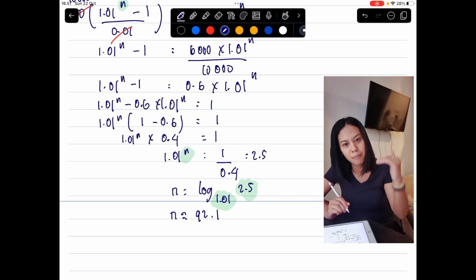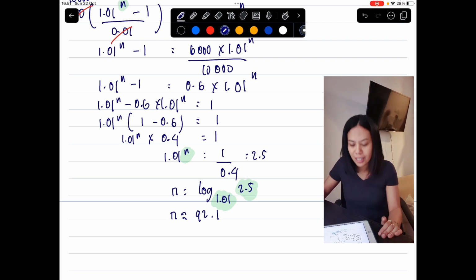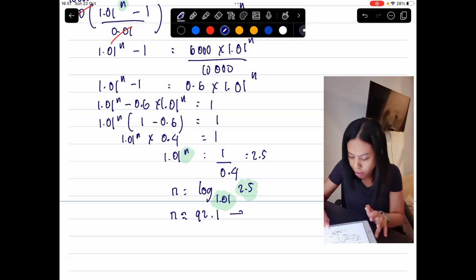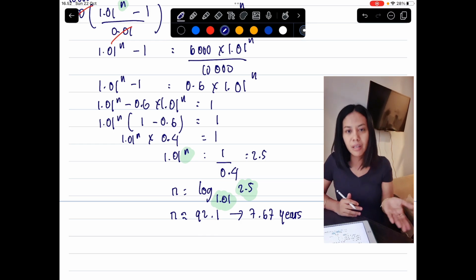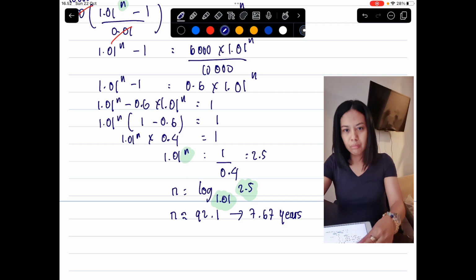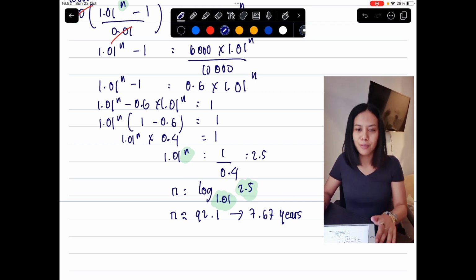And because she's paying monthly, let's see how many years that will be. Divided by 12, she's paying it in 7.67 years. So this is approximately 7.67 years. That's a long time, okay? Like in 8 years. So that's when she'll be able to pay off her debt.